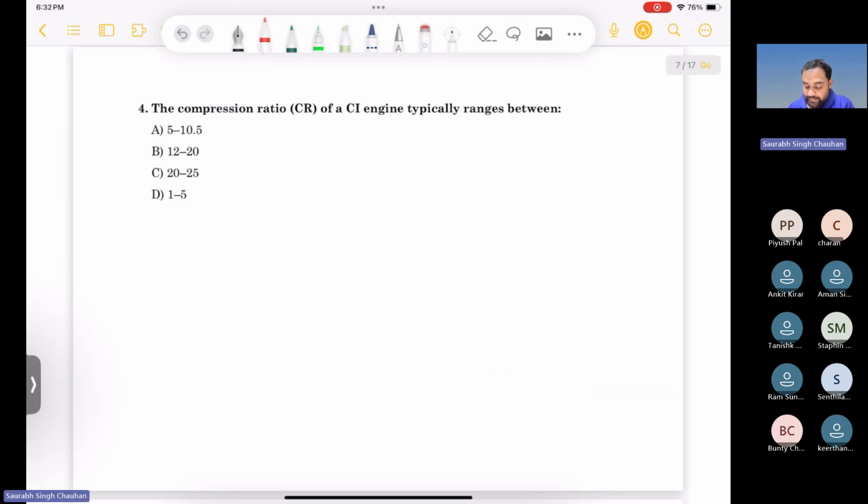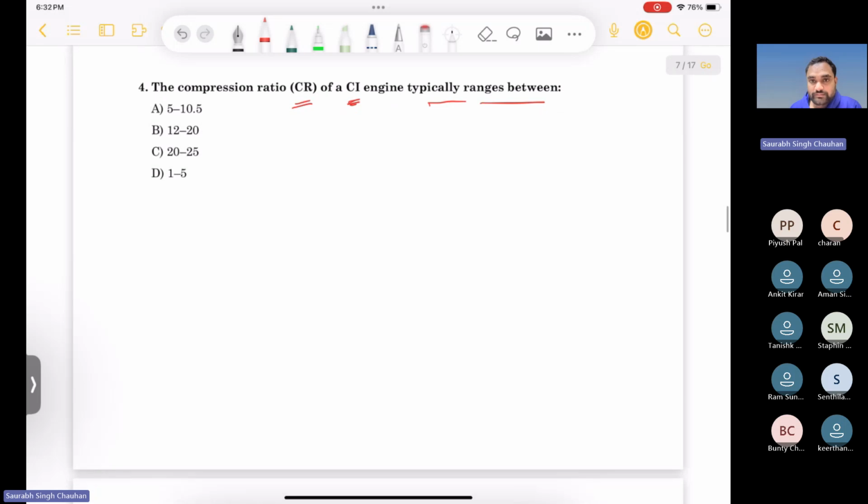Question number 5. It says the compression ratio CR of a CI engine, compression ignition engine, typically ranges between: Option A says 5 to 10.5. Part B says 12 to 20. Part C says 20 to 25. Part D says 1 to 5. This is a very easy question. You can easily answer. So anyone please answer, then we will move to the next question.